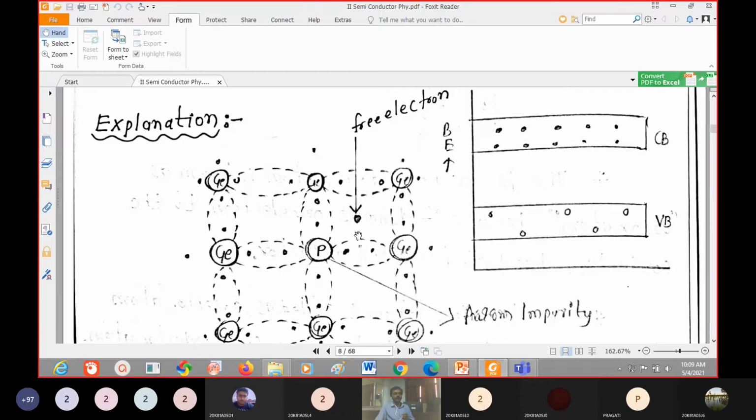In germanium, if you give just 0.05 electron volts, this electron goes to the conduction band. So very little energy is required. That's why in an n-type semiconductor there are so many free electrons.